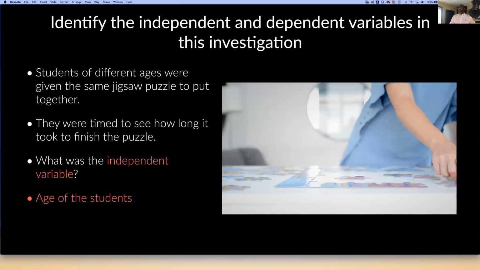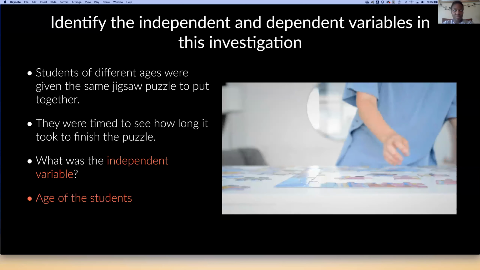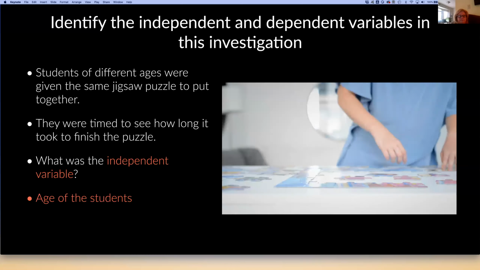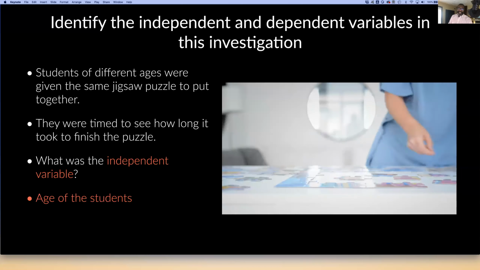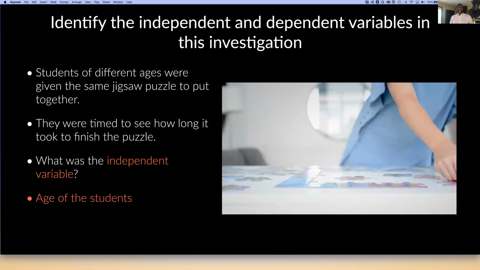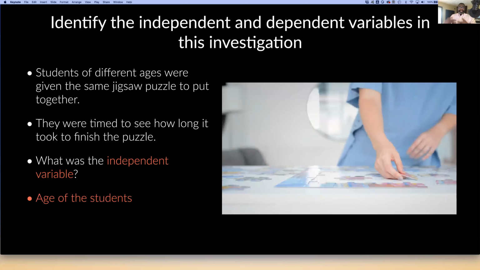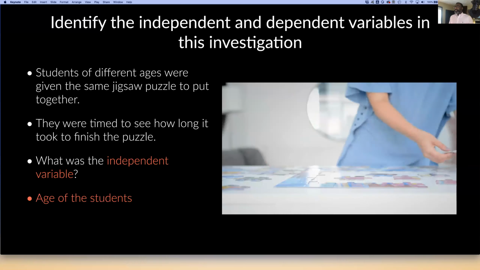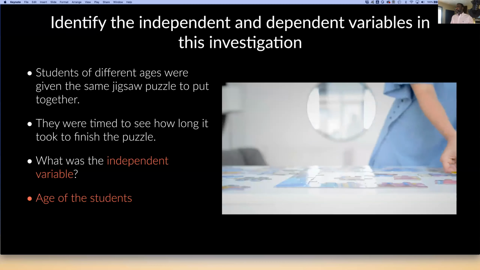Oh. The time. I was thinking the puzzle. Oh, yeah. The different ages. That's right. Yeah, I gave it away. That's what happens when you don't practice your slides the night before. It's the age. In this instance, it's the age. But there could be some other variables.